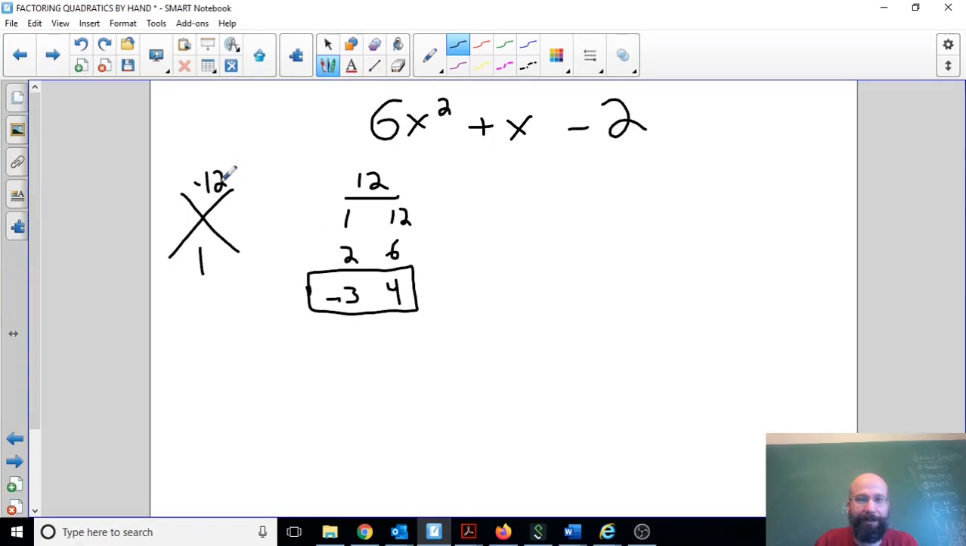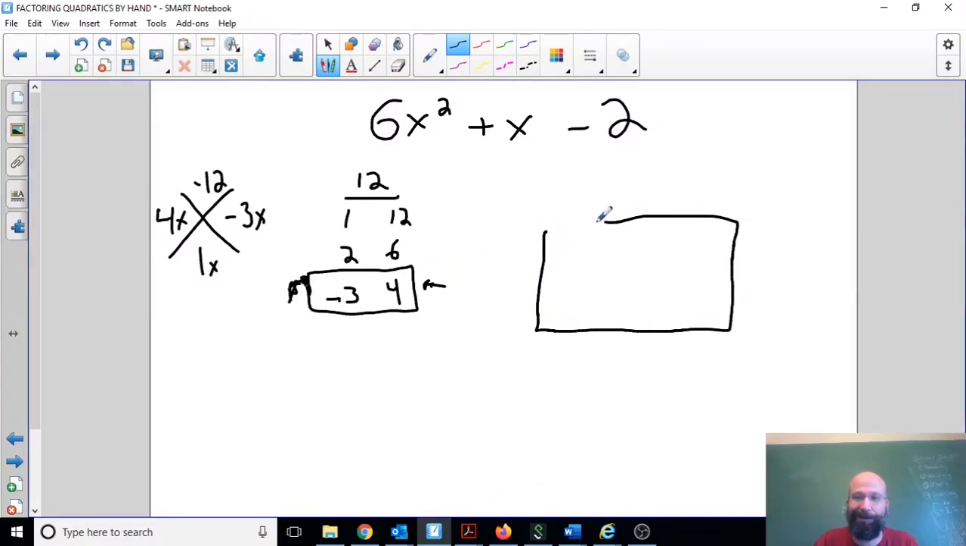4 times negative 3 is negative 12. 4 plus negative 3 is positive 1. So these are the numbers that we're going to use. Negative 3 and 4. So negative 3x and 4x. I'll make this an x too. So again, this is the hardest part, but if you write them out and then check, you'll be able to get it. But we should be able to do this since you're at home and you have all the time in the world.